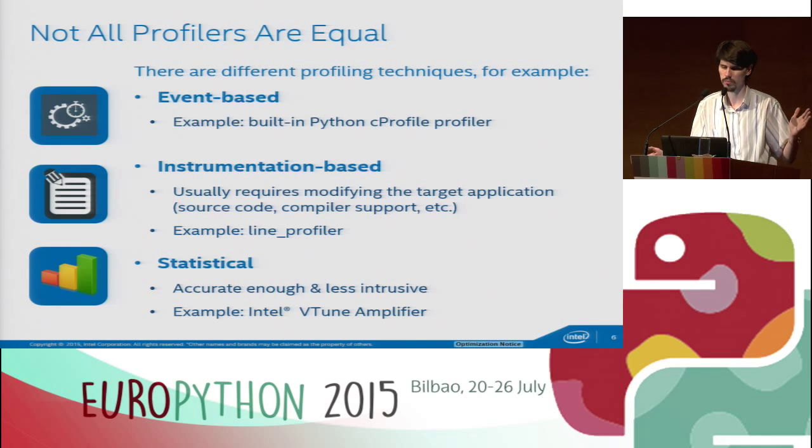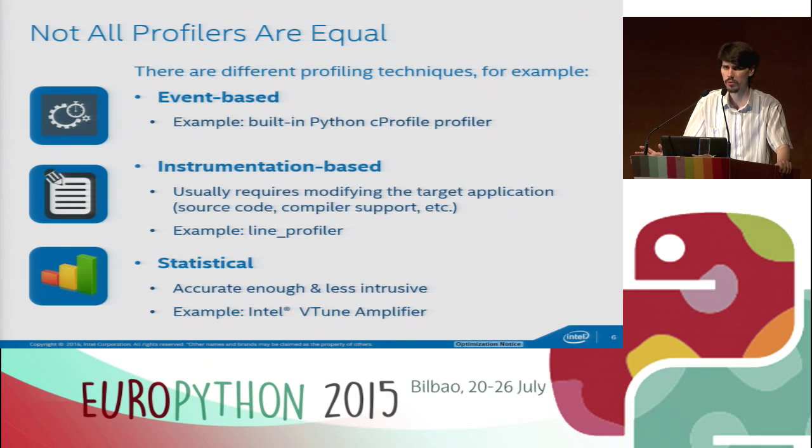The easiest example is Python built-in cProfile. The events it watches for are entering and leaving the function. Then there's instrumentation-based. It usually requires you to modify your application. The example for Python would be the line_profiler package, which can tell you which lines of your function are slow, but it would require you to annotate your code with decorators.